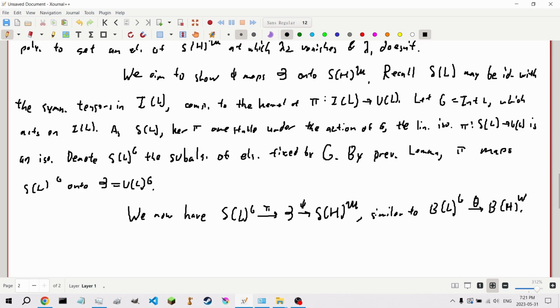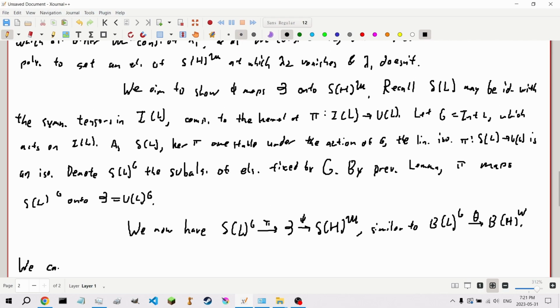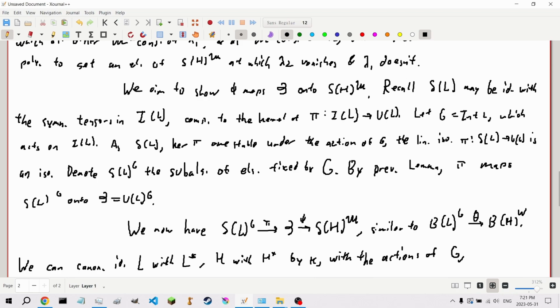Now we can canonically identify L with L star, H with H star, by the Killing form, and with the actions of the interior automorphisms and the Weyl group being compatible.